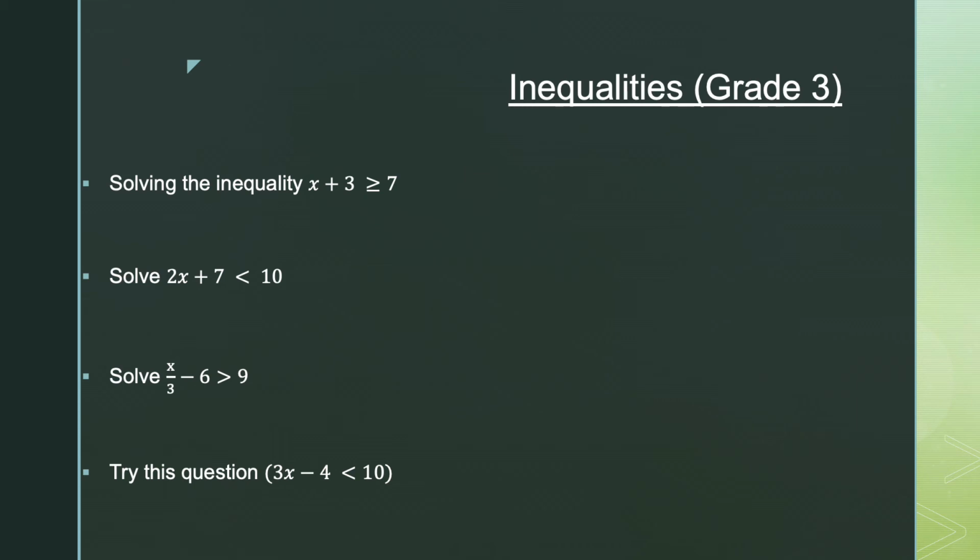Right, next one: x over 3 minus 6 is bigger than 9. So what I'm going to do is add 6 to both sides. X divided by 3 is bigger than 15. And then the opposite of dividing by 3 is to times by 3. So x is bigger than 15 times 3, which is 45. So that is my solution there, guys. So x is bigger than that.